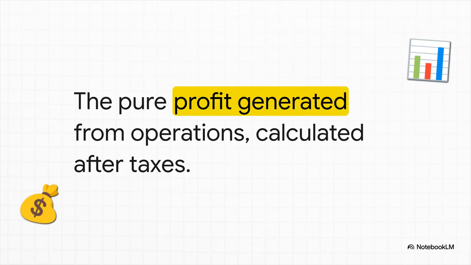After-tax operating income is exactly what it sounds like. It's the pure profit generated from your core business operations right after the tax bill has been paid. It's a reflection of how well the business is running on a purely operational level before you even start considering how the business itself is financed.